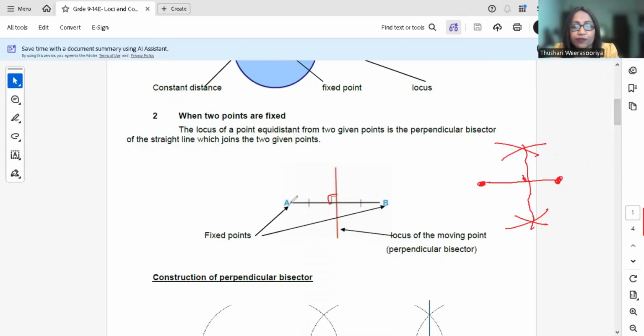Now look at my diagram. Two fixed points are there, and this is the moving point. One girl can walk keeping equal distance from both places at the same time. If the child is here, the distances to the two points are equal. If the child is here, they are equal. Then when it comes here, equal again. This is the shortest distance between the two fixed points. That's how you draw the perpendicular bisector.